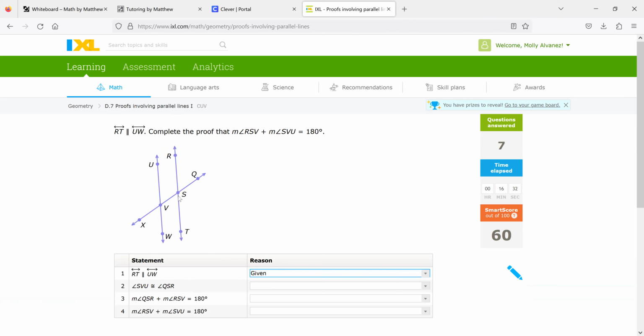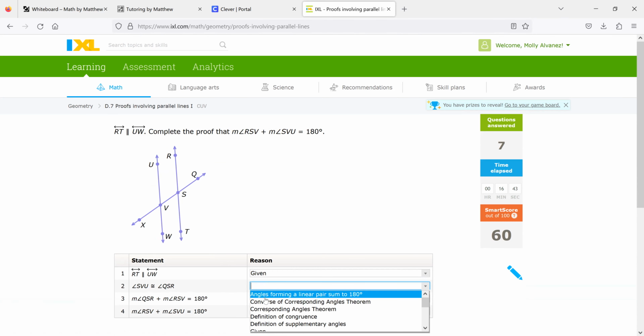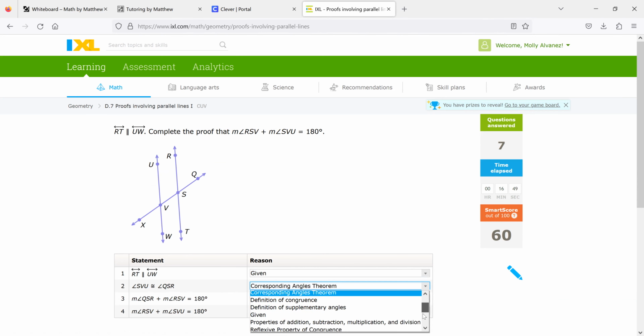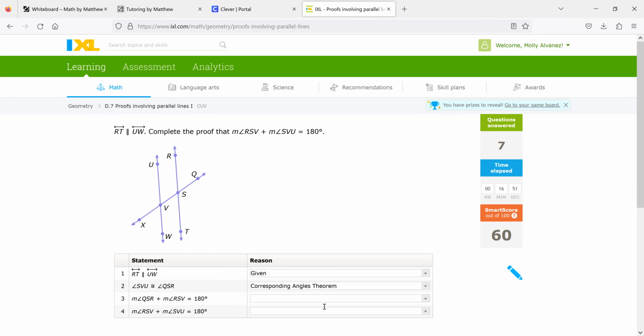SVU is congruent to QSR. Okay, so that's because they're parallel. You can say that corresponding angles are congruent. That's the corresponding angles theorem, I think. Let's see what else? Yeah, that looks right.